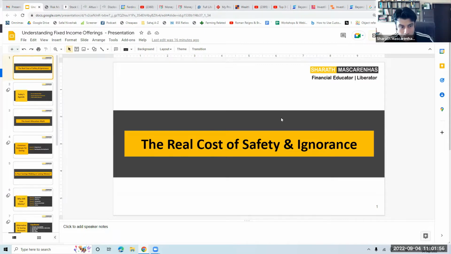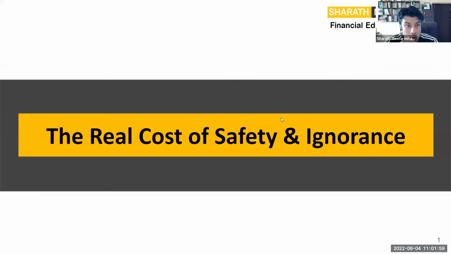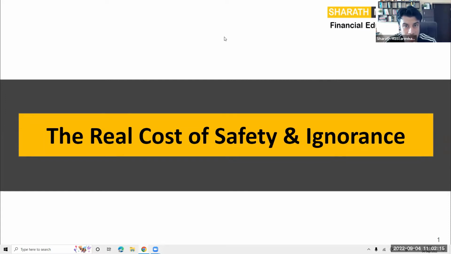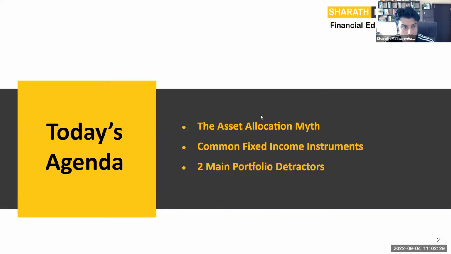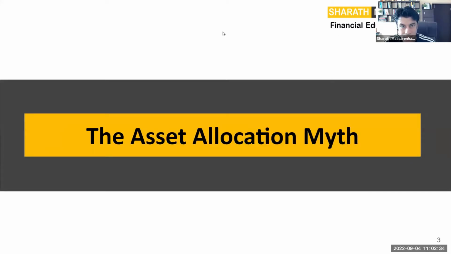All right. So today's webinar is predominantly to understand how we can put our savings, or money that we keep liquid, to much better use. That's why the title of the presentation is the real cost of safety and ignorance. Today's agenda: understand the asset allocation myth, then take common fixed income instruments that we have our monies parked in, and then look at two main portfolio retractors. So let's understand the asset allocation myth.